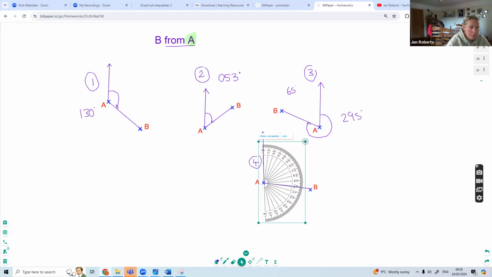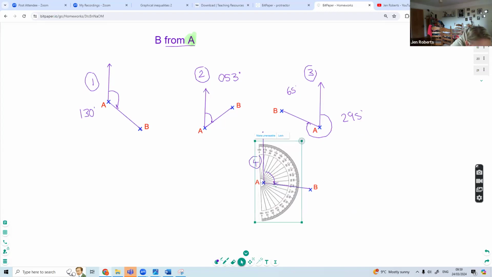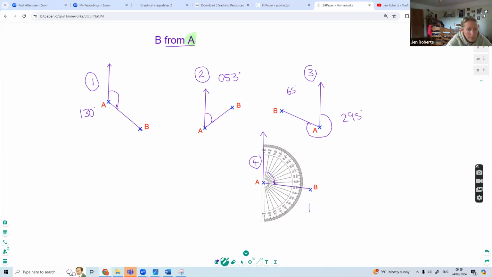Here, B from A, here's our bearing, clockwise from north. Start from 0, 100 degrees.